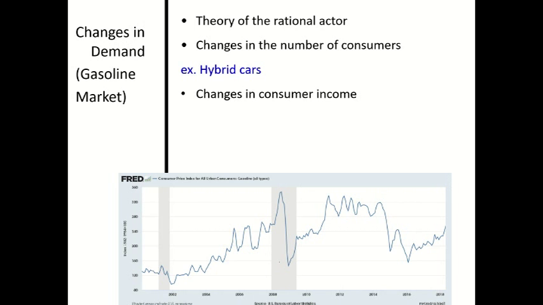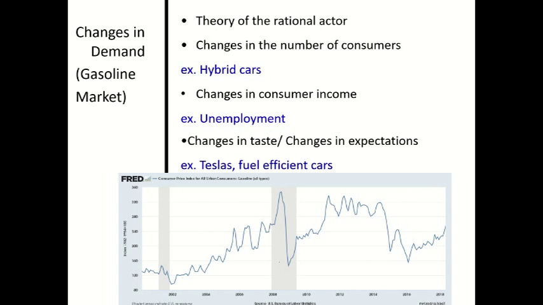The other is changes in consumer income. And the example is unemployment. In 2010, when the crash happened, a lot of people became unemployed, and gas prices dropped substantially. I think in a couple places in California it broke $2, so it was below $2.